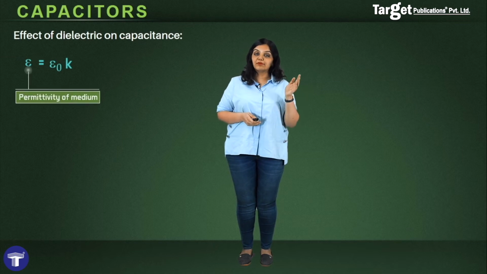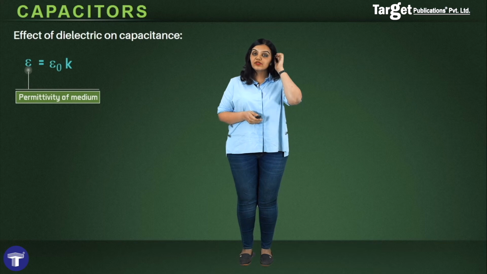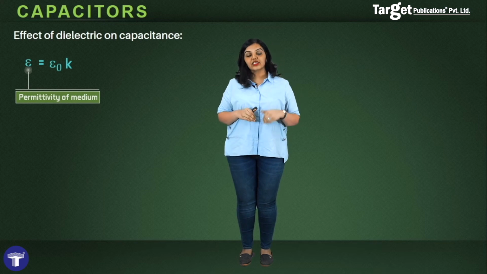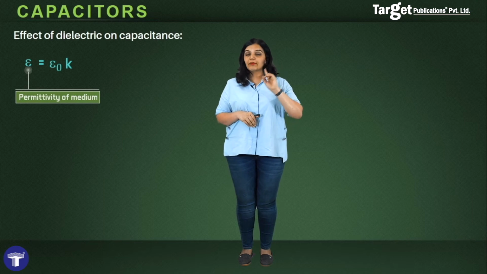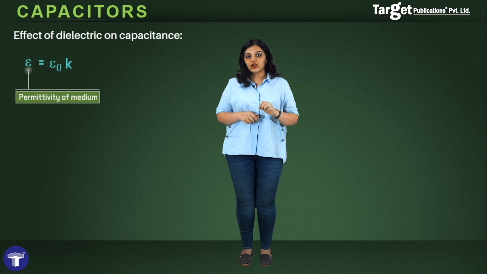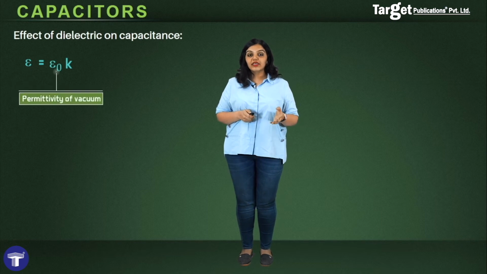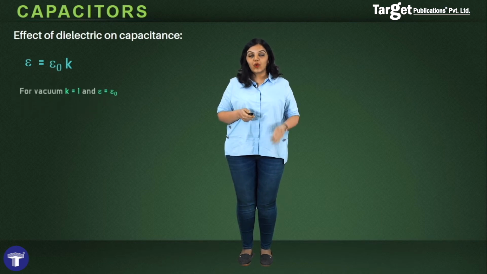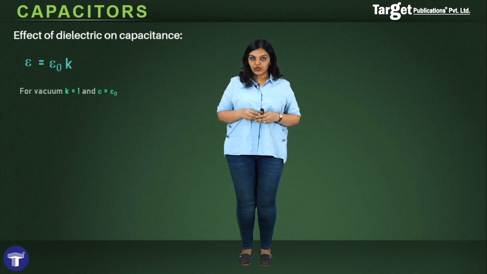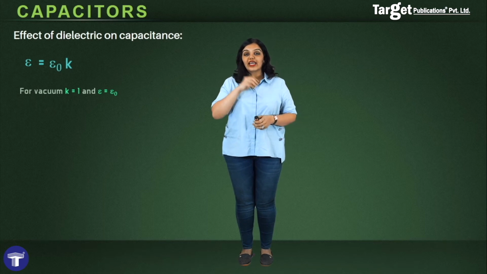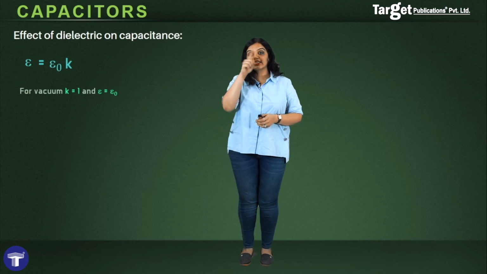Initially, we had written epsilon naught, which was the permittivity of free space. When you put a dielectric, you can write it as epsilon, which is the permittivity of the medium, which is nothing but epsilon naught into K. And K is a characteristic of the medium. So from this, I can also see that if K is equal to 1, that means epsilon is equal to epsilon naught. And therefore, now we will define the general constant of permittivity, that is epsilon.